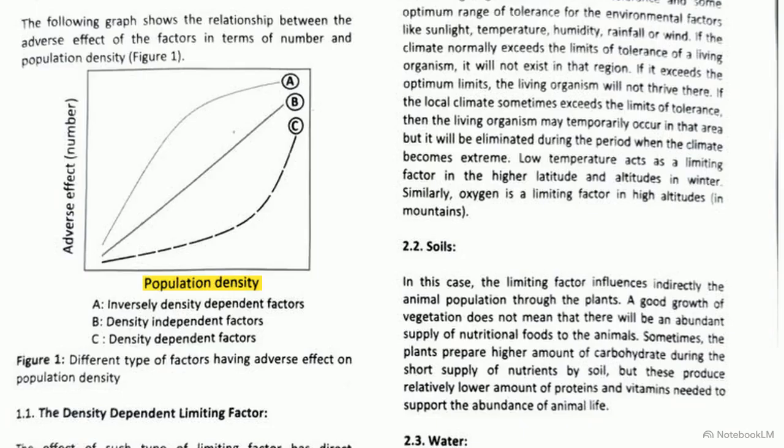This graph charts limiting factors against population density. Biotic limitations like food supply are density dependent. As the population increases, food scarcity rises. A flood or extreme freeze, however, is density independent, affecting a population regardless of its size.